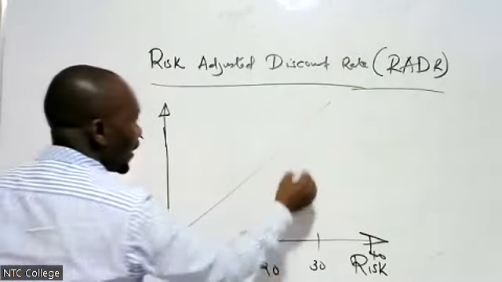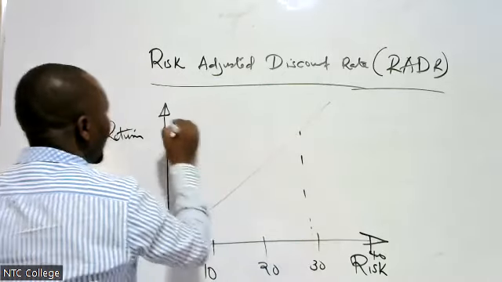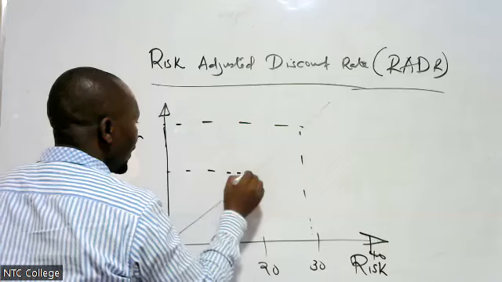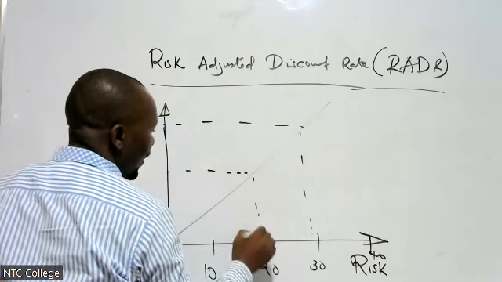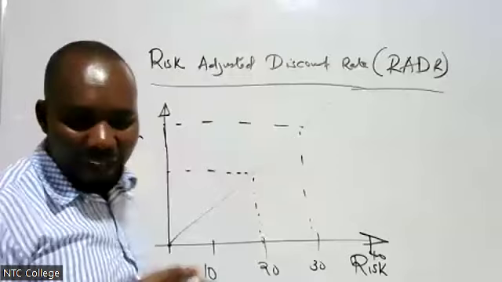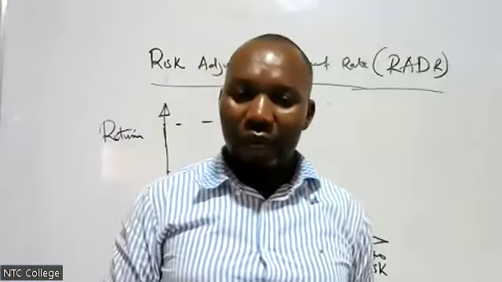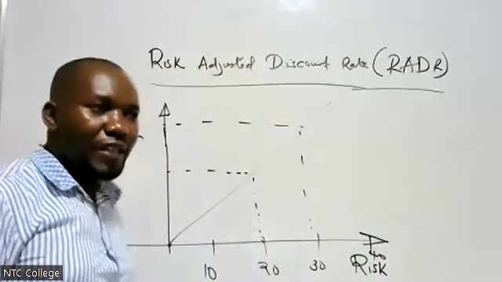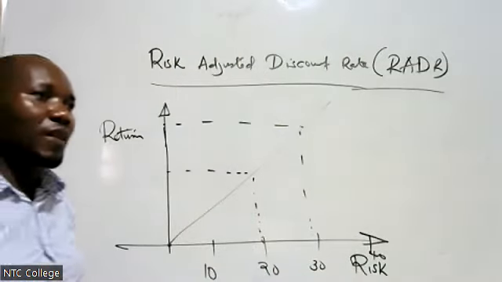Let's say that you are here. What is the expected return? It's quite high. So the higher the risk, the higher the return. But we have people like me who will not want to take much risk. They are risk averse. They will come and invest in those projects that they are very sure they cannot lose money.